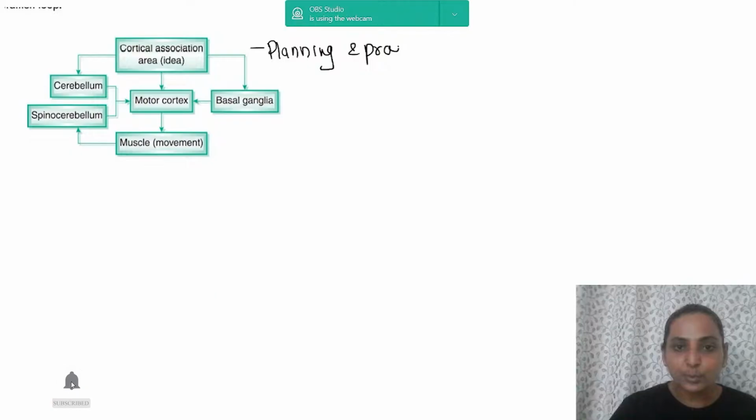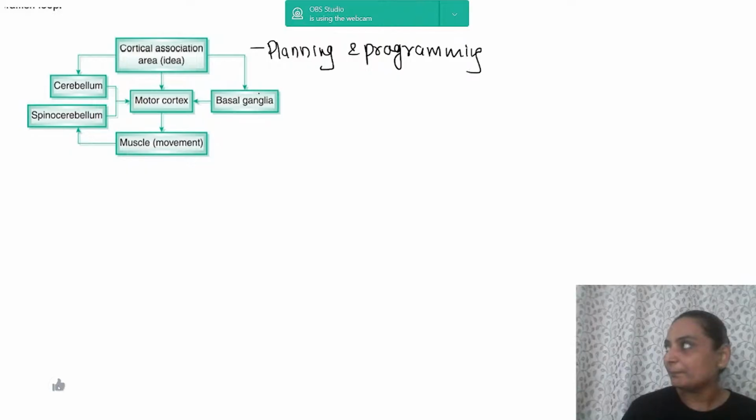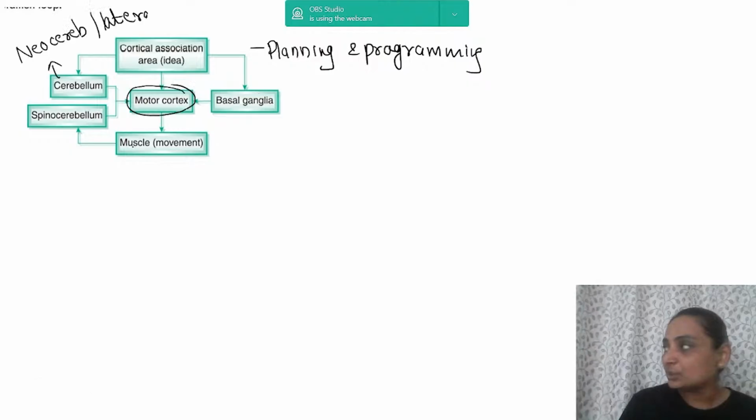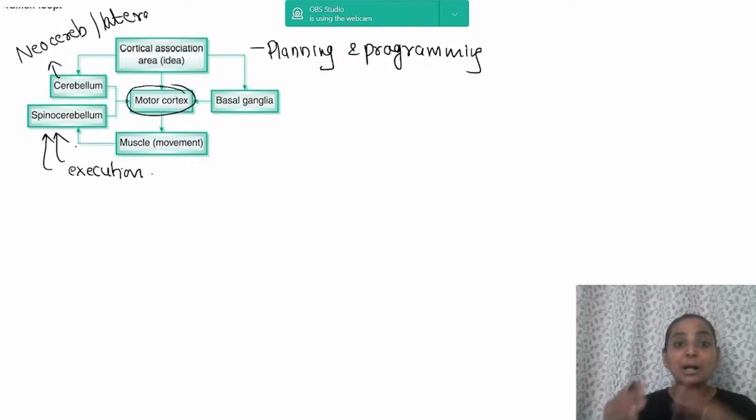So you can see this circuit from the cortical association area going to the basal ganglia and also going to the cerebellum. Which part of the cerebellum? The neocerebellum or the lateral cerebellum, to the motor cortex, to the execution of movements, and the copy of the execution of movement, like what we are performing, goes back to the spinocerebellum to compare whether the ongoing movement is correct with the movement that was planned.